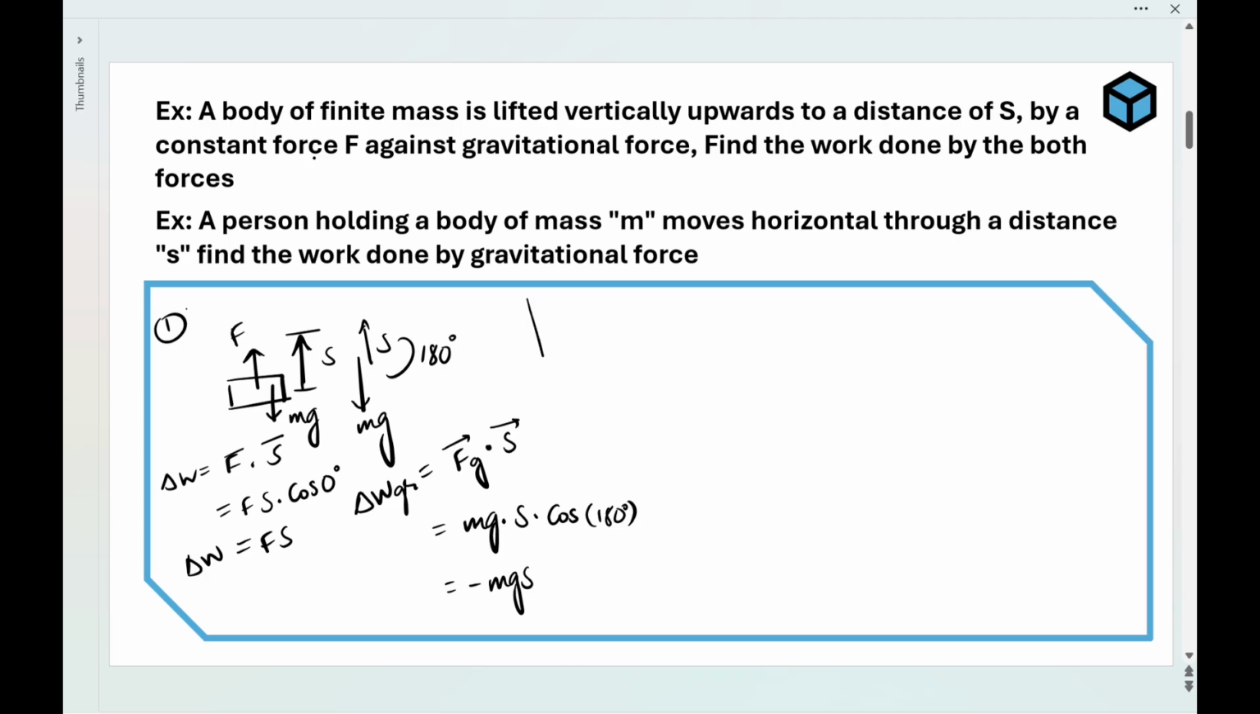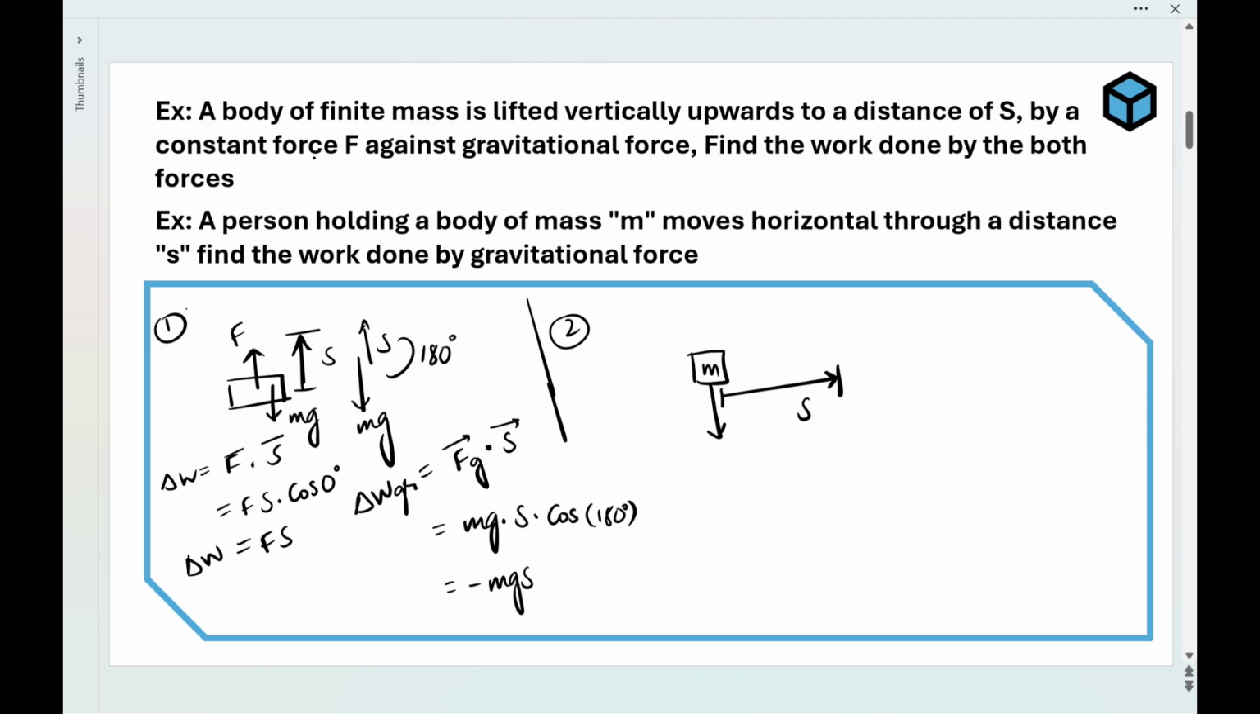So let's take the second example. A person holding a block of mass m moves horizontally through a distance, let's say S. Then find the work done by the gravitational force. So this is a simple case.